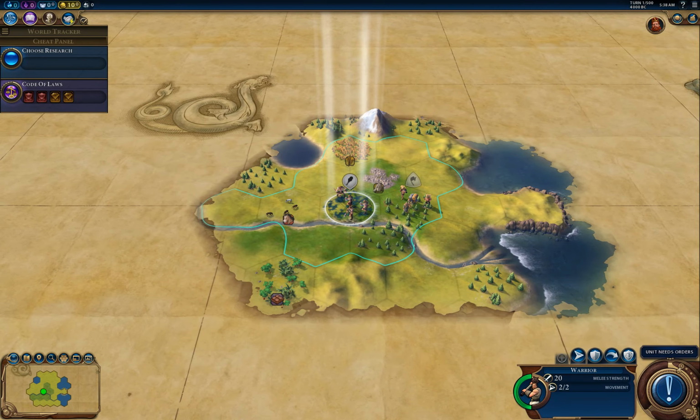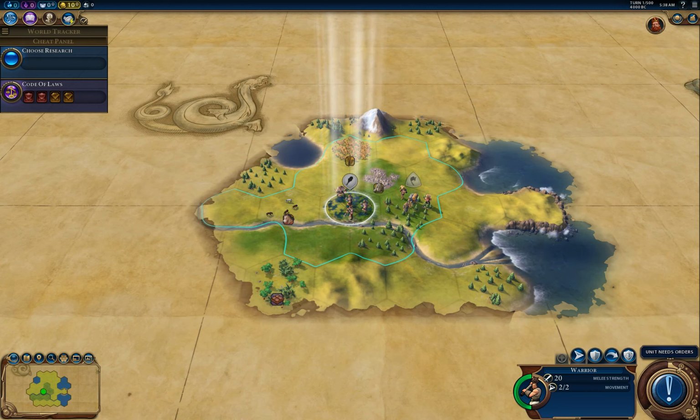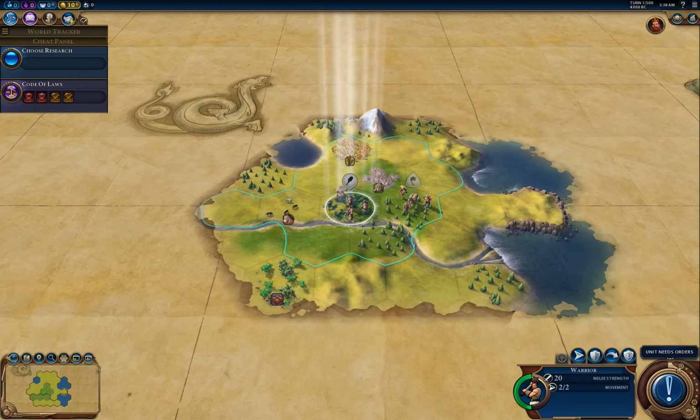Okay, welcome to another Civilization 6 tutorial. In this tutorial, we're going to talk about a very important subject, district planning. And really, when you talk about district planning, you talk about the adjacency bonus that you get for being next to certain tiles, and we'll talk more about that.